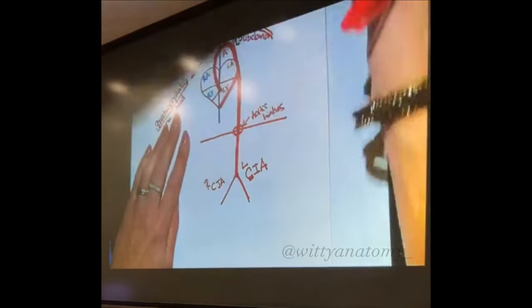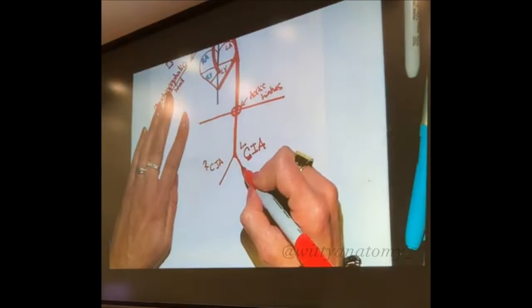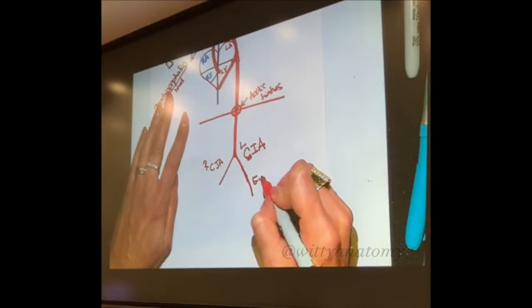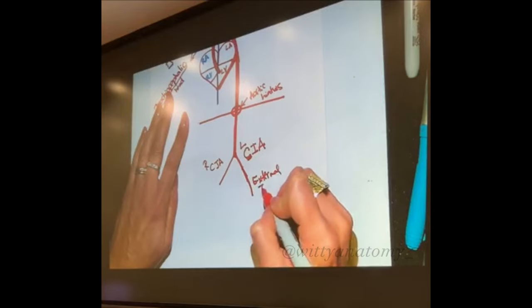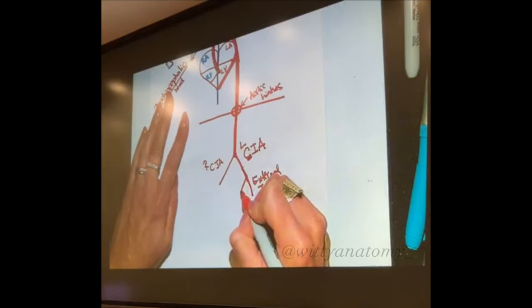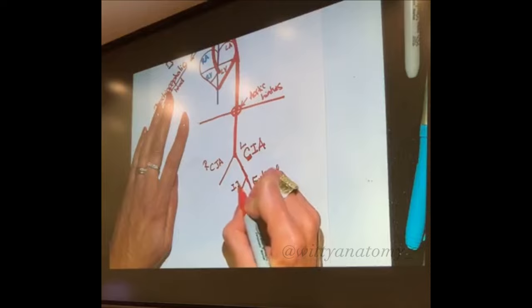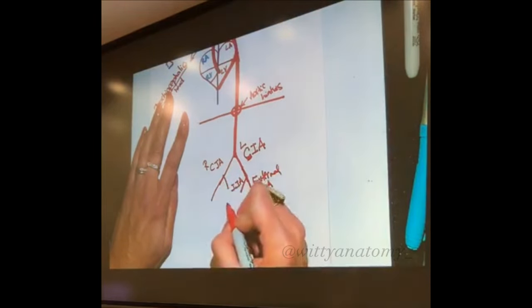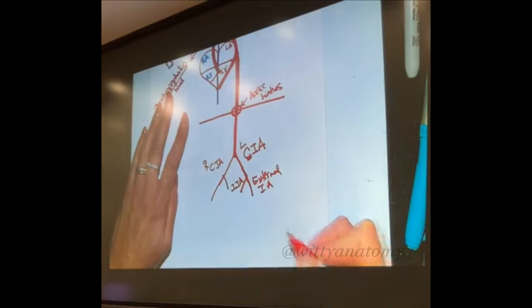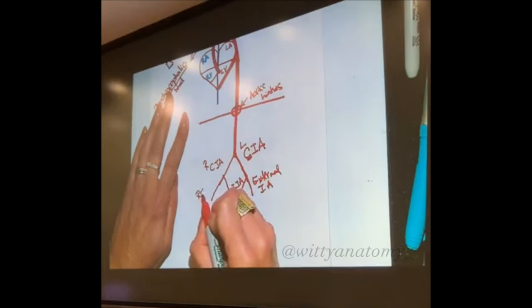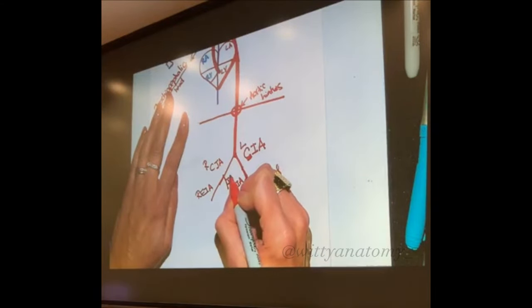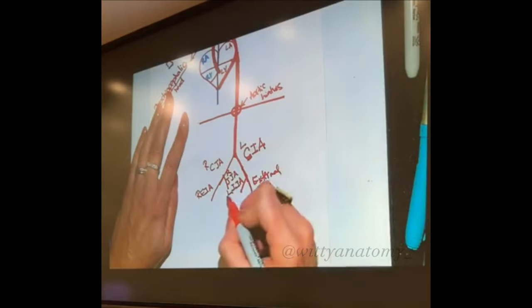It splits. And the common iliac arteries will split into the external iliac artery and the internal iliac artery. So you have the same arrangement on the right and left sides. So here you have the right external iliac artery, and here you have the right internal iliac artery. This is the right one, and this is the left one.